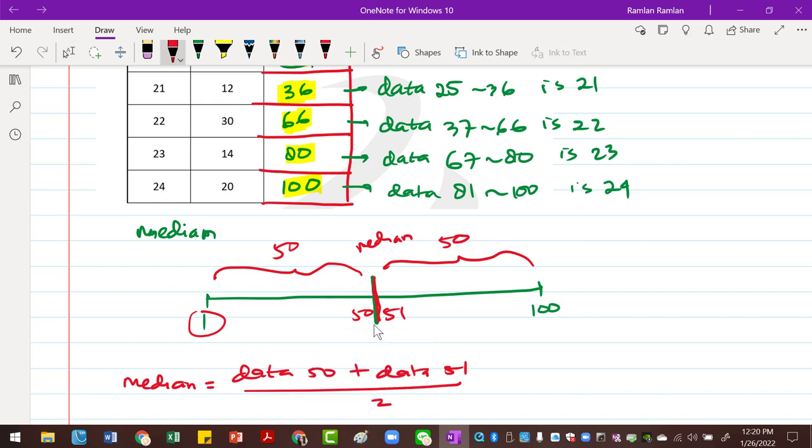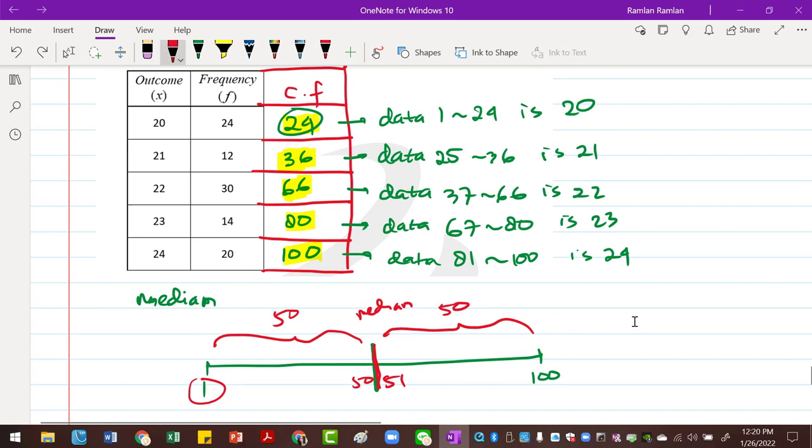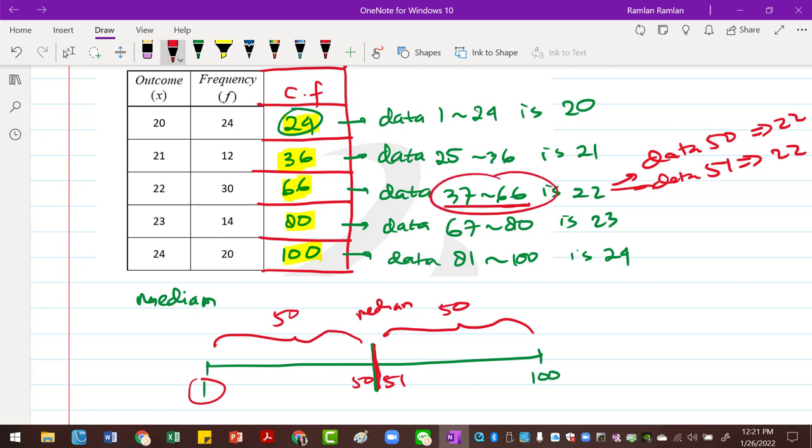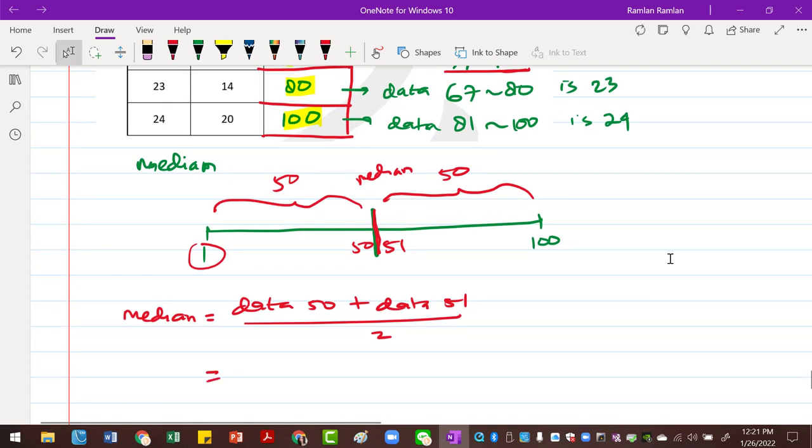The next question is, how do we know the value of data number 50 and data number 51? We're going to see it from the cumulative frequency. Data number 50 is in here, because we know that in here is data number 37 until 66. Data number 37, 38, 39, 40, 41, and so on until data number 66, all of them are 22. So we can conclude that the value of data number 50 is equal to 22, and data number 51 is also 22, because both happen to be in here. So the median will be 22 plus 22 divided by 2, and then you will get 22. This is going to be the median value.